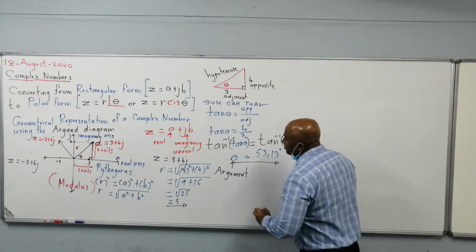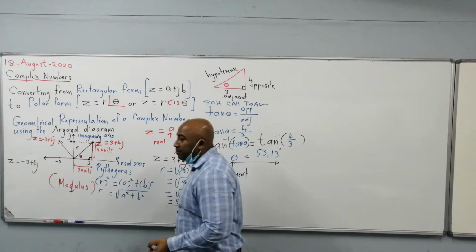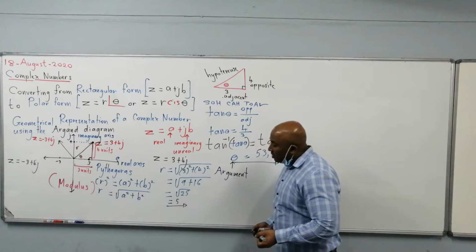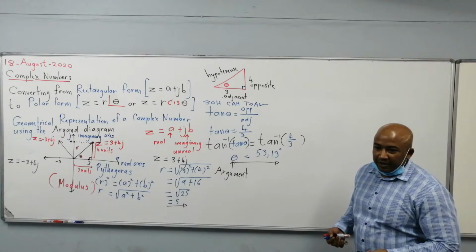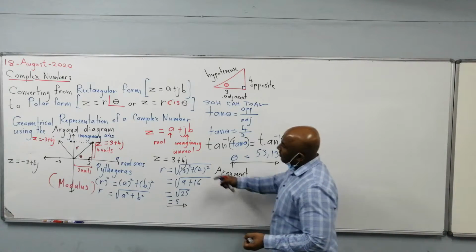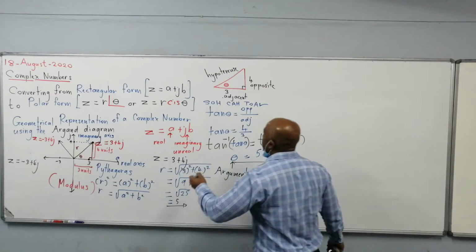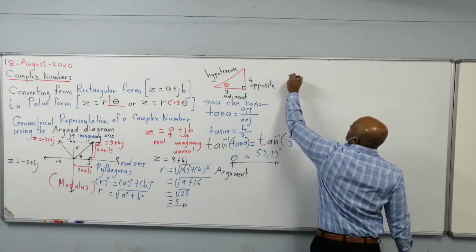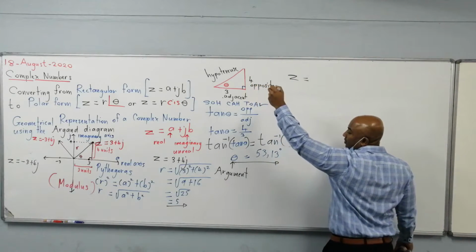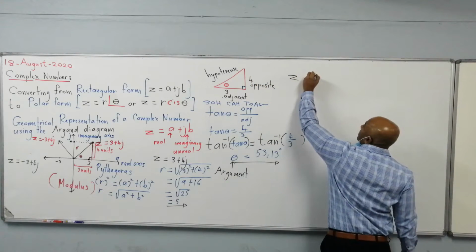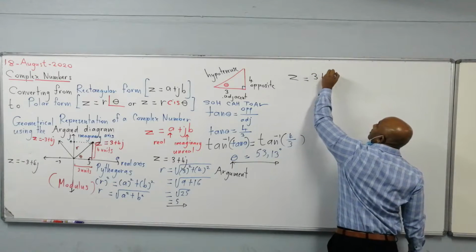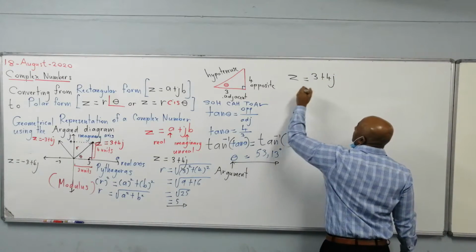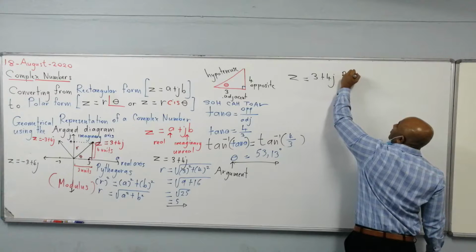So now, this can be represented. It's called polar form. Okay. So now we have z is equal to a plus jb. So remember, z was equal to your 3 plus 4j. And now this was your rectangular form.